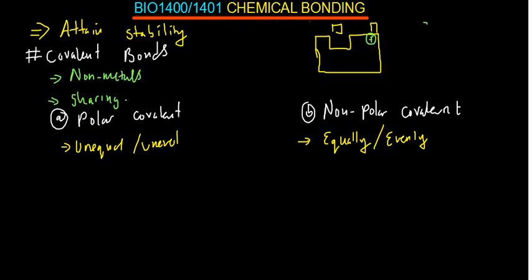So we have got what we call electronegativity. Electronegativity is the ability of an atom to pull electrons in a shared bond, like to pull electrons to itself. For example, when oxygen is reacting with nitrogen.